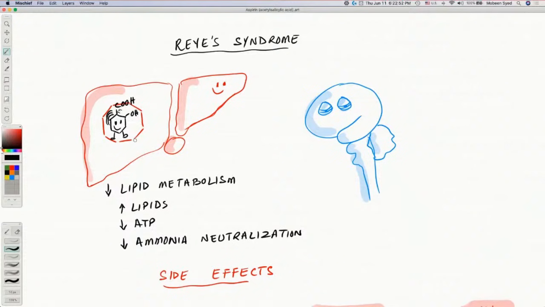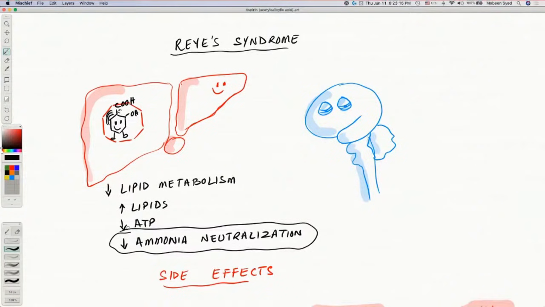Secondly, the liver has now accumulation of lipids in it, which would cause steatosis. Steatosis means the accumulation of the lipids in the liver. Thirdly, because of low ATP and because of lipid accumulation, the liver function will be disrupted. And when the liver function is disrupted, one very important part of that is ammonia conversion.